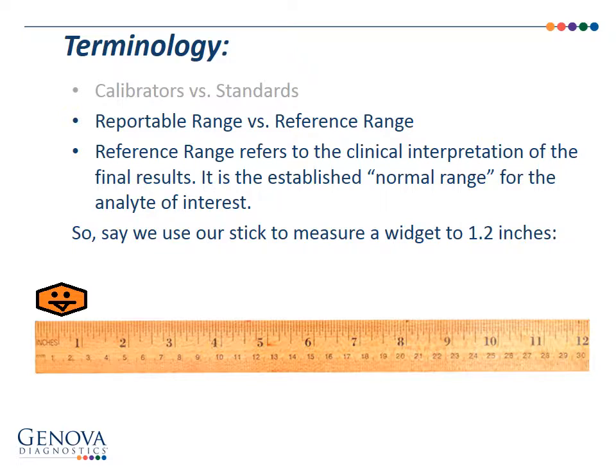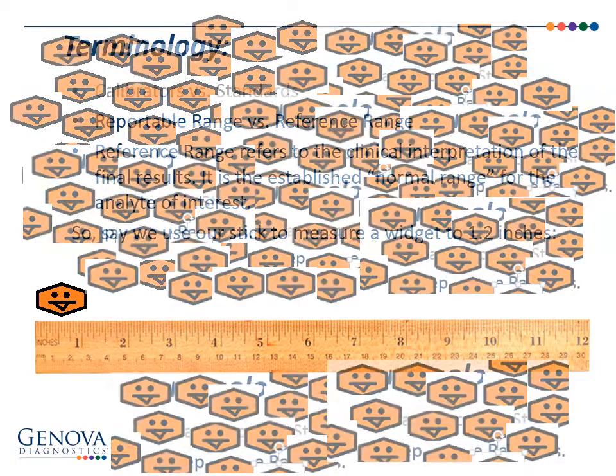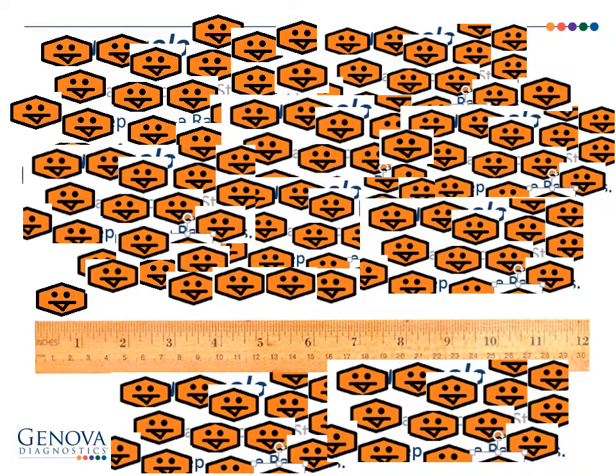So here's the way I think of it. Let's say we're using our stick to measure a widget. We have this widget assay, right? And this particular widget measures 1.2 inches, right? That's totally within our reportable range, no big deal. So during validation and development, if we don't have a reference range provided by a manufacturer or by the literature, we're going to have to create our own. So what we might do in our widget assay here is we're going to measure 100 widgets.